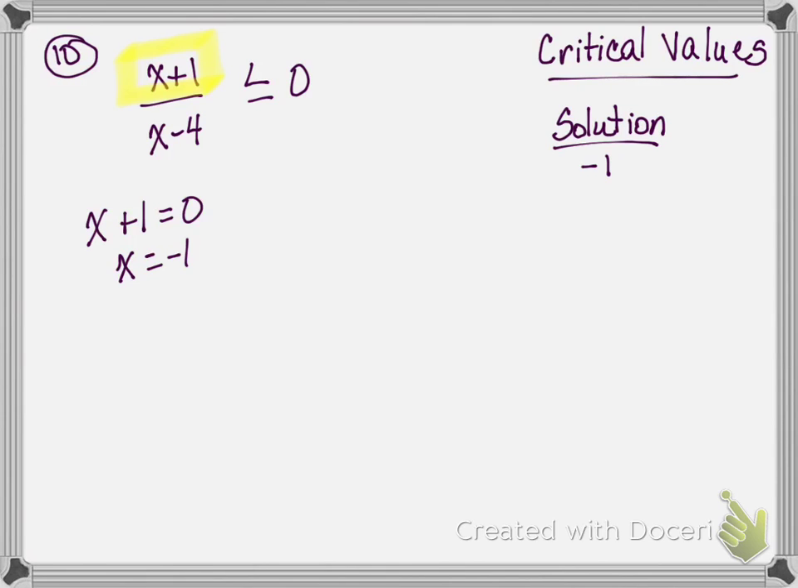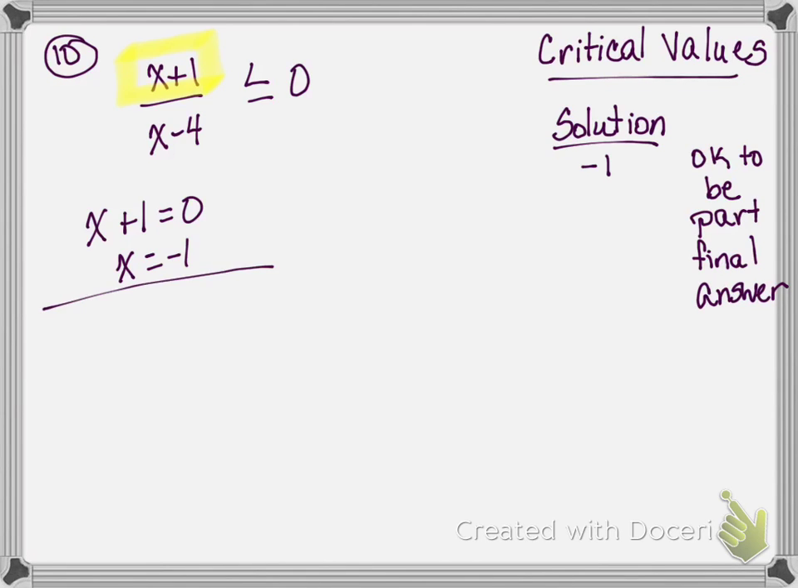That's not undefined. So when I find a solution to these rational inequalities, the solutions are okay to be part of my final answer. That means that -1 is an acceptable answer. So you have to be really careful with that. Whenever you set the numerator equal to 0, you get your x-intercept, and that is okay.